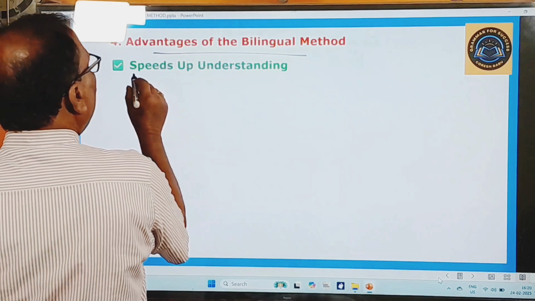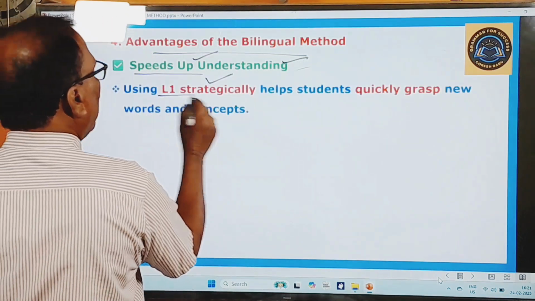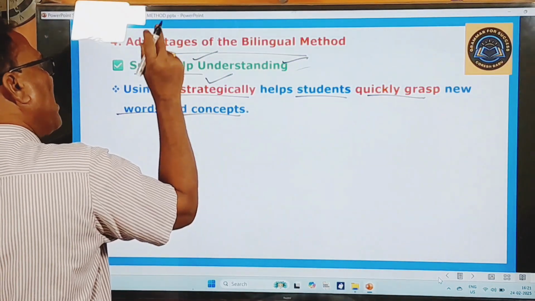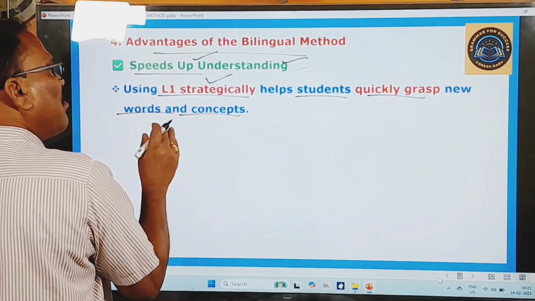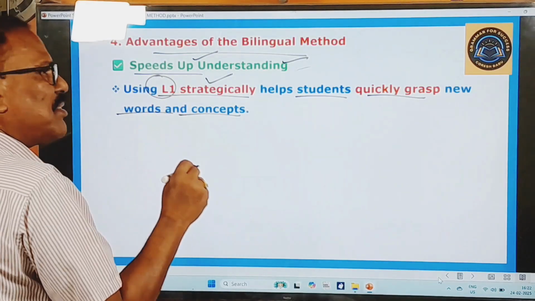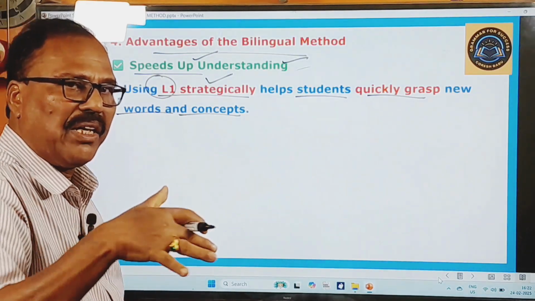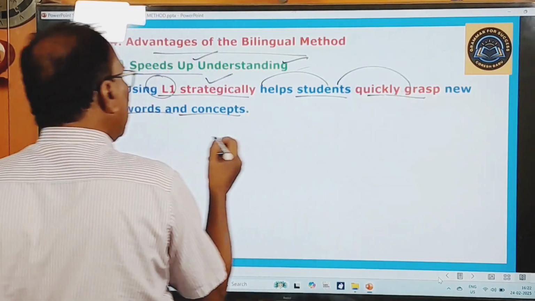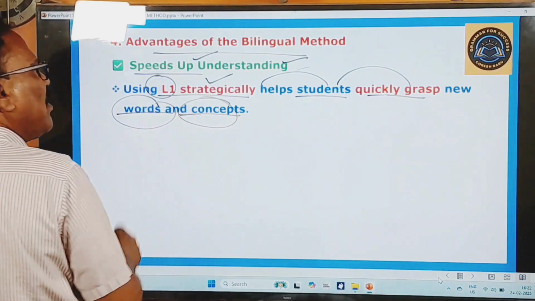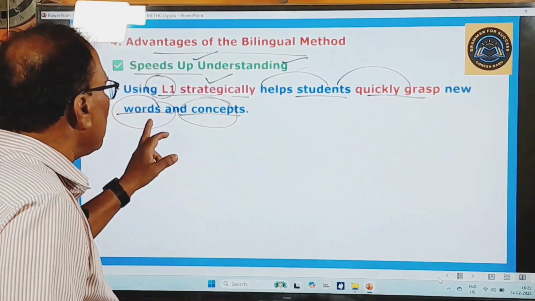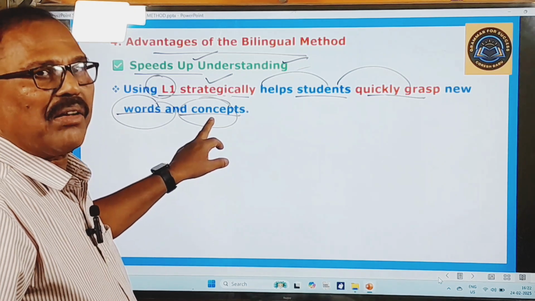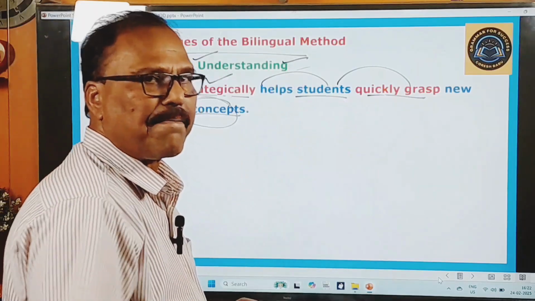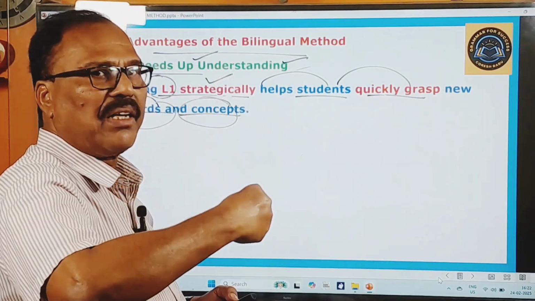So here, speeds up understanding. Using L1 strategically helps students quickly grasp new words and concepts. Yes, in this bilingual method classroom, since the teachers make use of L1 very strategically, that means very carefully, according to some plan, that helps the students learn some new words and new concepts quickly. So that's why the students can easily grasp the new words and new concepts of the target language. So in that way, they can learn the target language very fast.